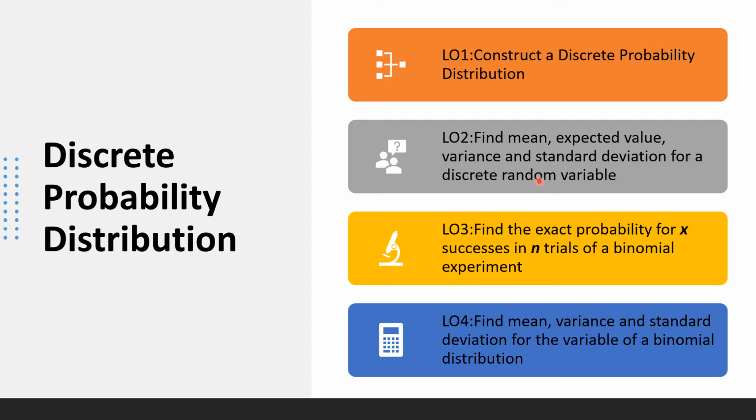The second learning outcome, you are required to find the mean, which is also the expected value, the variance, and standard deviation for a discrete random variable. And the third learning outcome will focus on how to use the binomial formula to determine the exact probability of X number of successes out of N number of trials. And the fourth learning outcome, we will determine the mean, variance, and standard deviation for the variable of a binomial distribution.